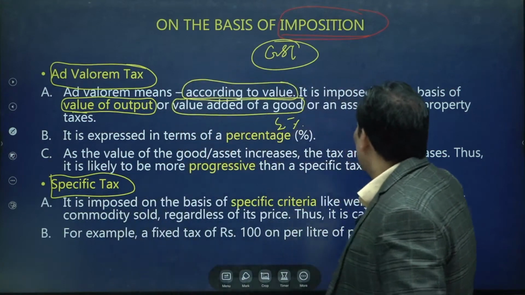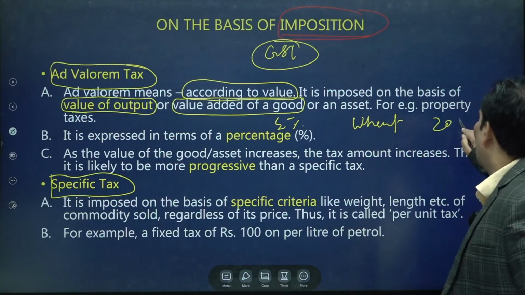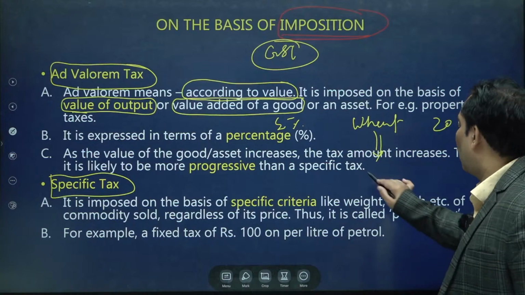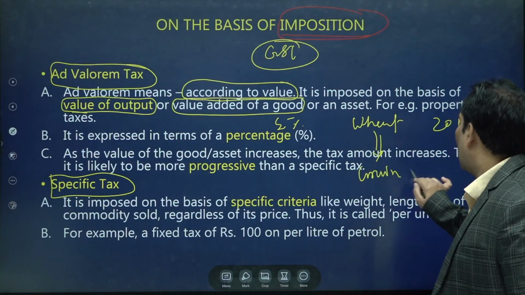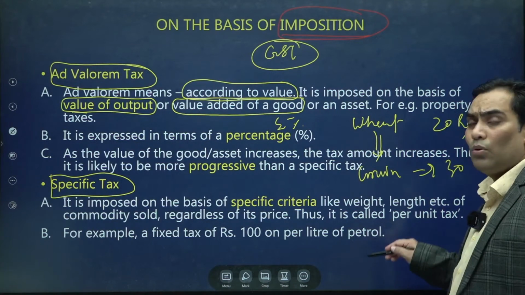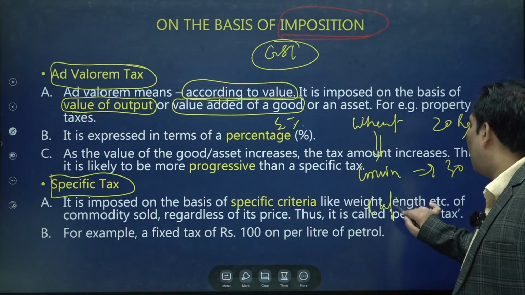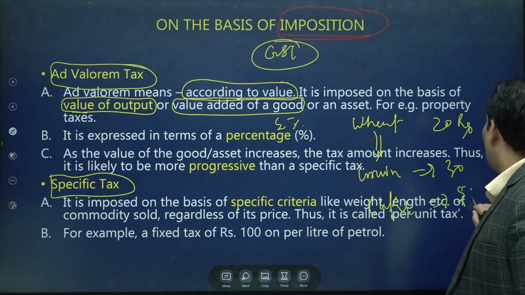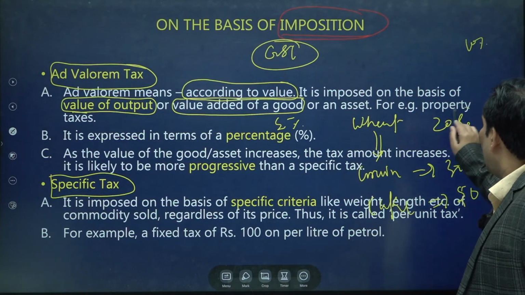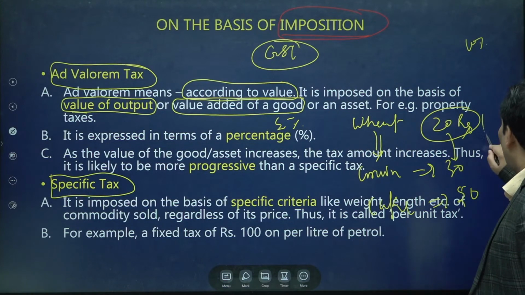Like suppose we are using wheat. The value of wheat is 20 rupees. Now wheat is being converted into grain, and the value of grain is 30. And this grain is being made into cake, and the value of cake is 50. So whenever 10% is being levied, that means that when we levy the tax, it will be levied only on the value addition.